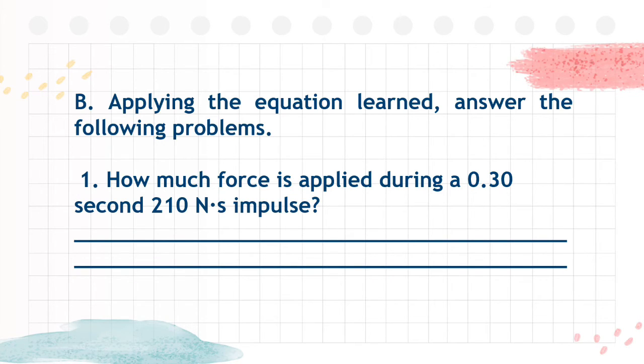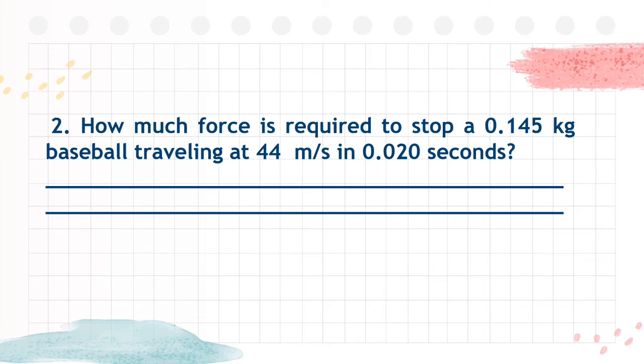After completing the table, answer the following problems. For number 1, how much force is applied during a 0.30 second, 210 newton-second impulse? For number 2, how much force is required to stop a 0.145 kilogram baseball traveling at 44 meters per second in 0.020 seconds?